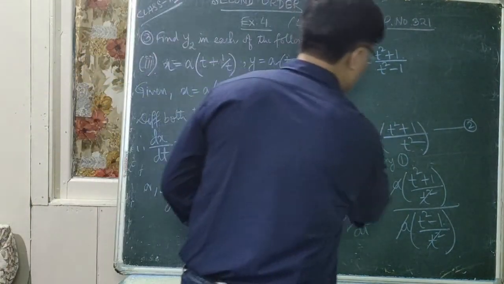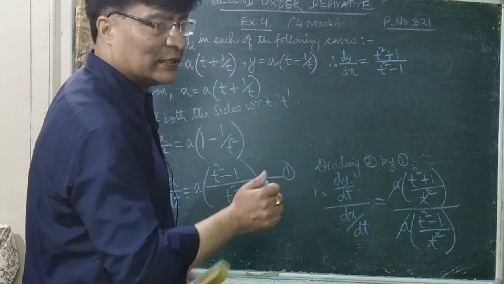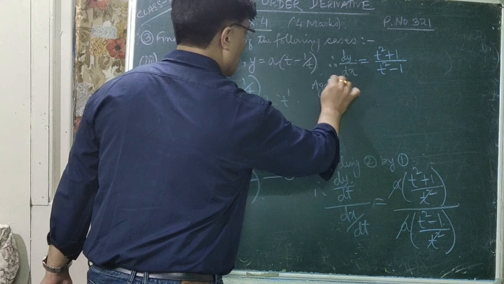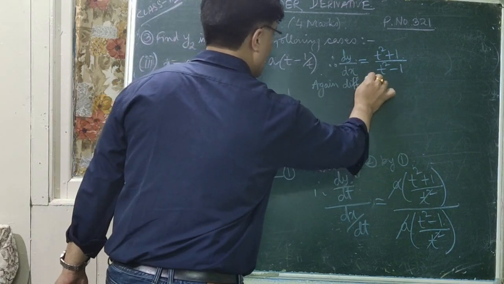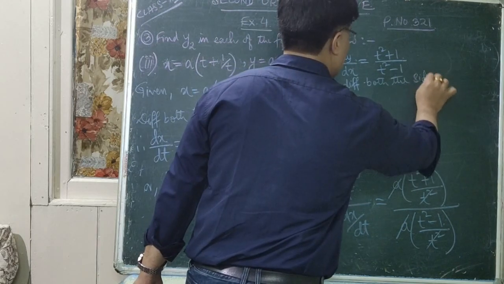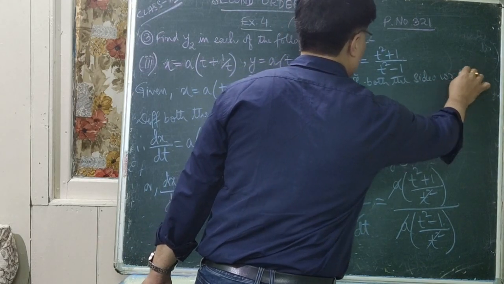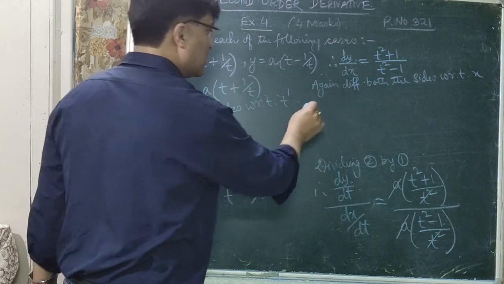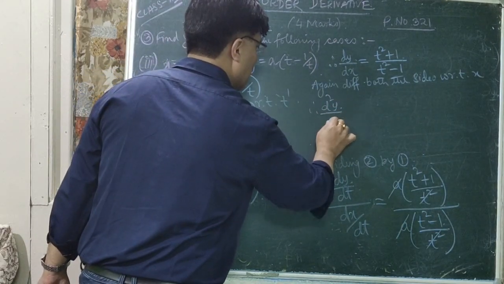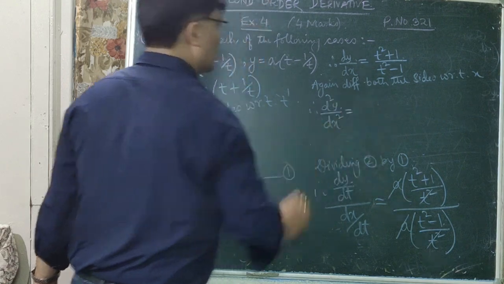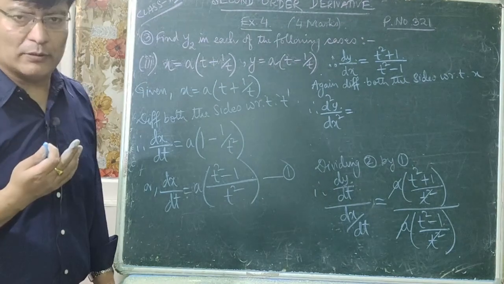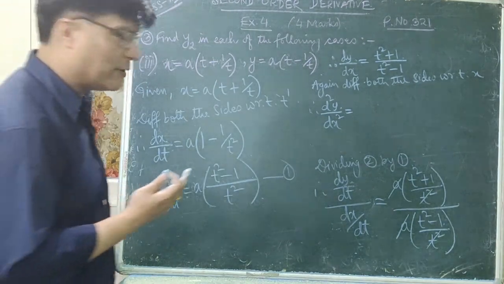Now again, what will you do? You have to write again, differentiating both the sides with respect to x. Again differentiating both the sides with respect to x, right? So therefore the left hand side now becomes d2y by dx square is equal to, now you have to use u by v rule. T is also a variable. You have to use u by v rule, right?